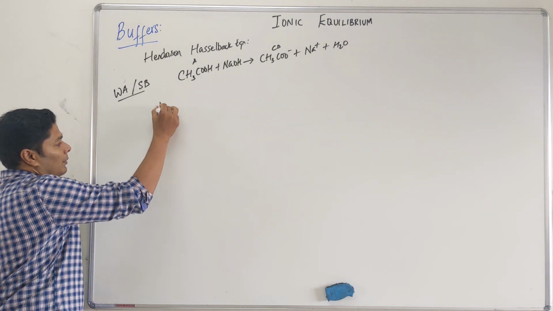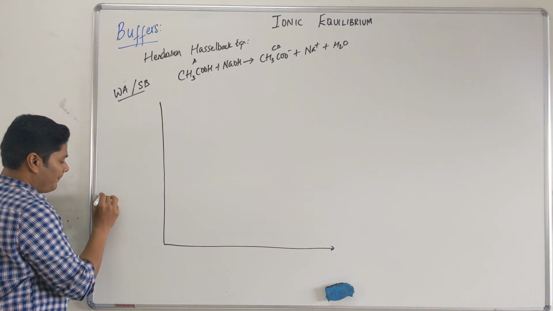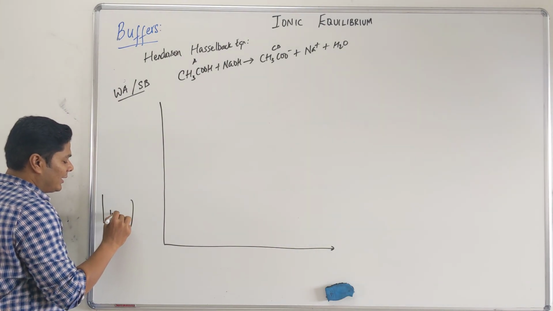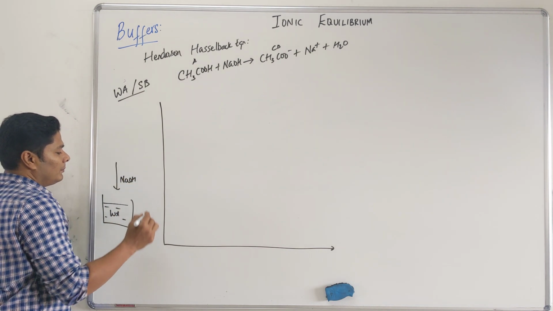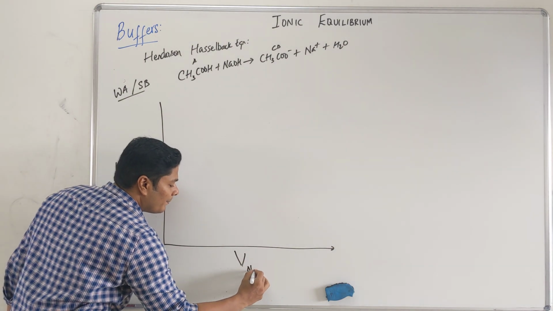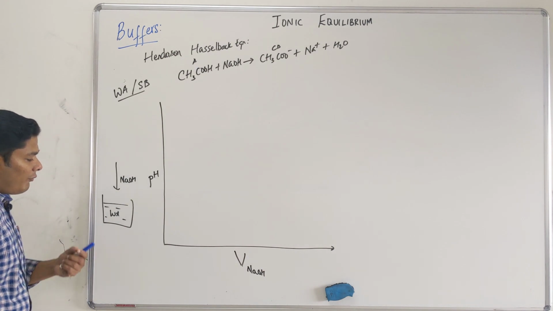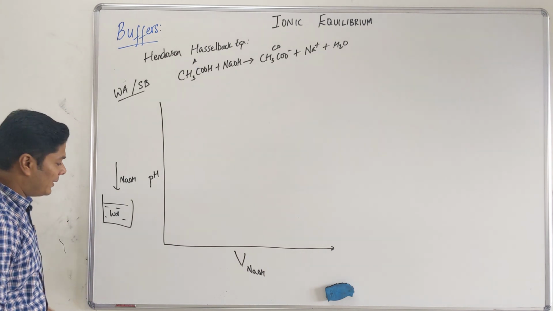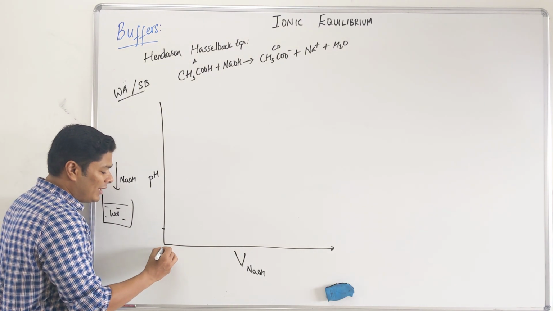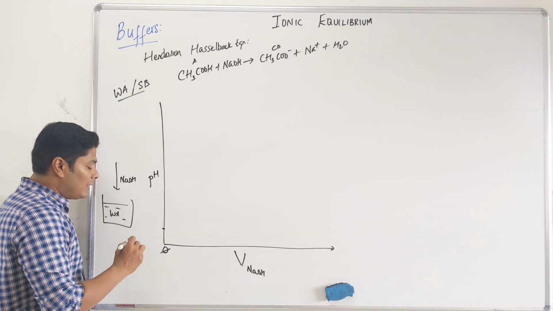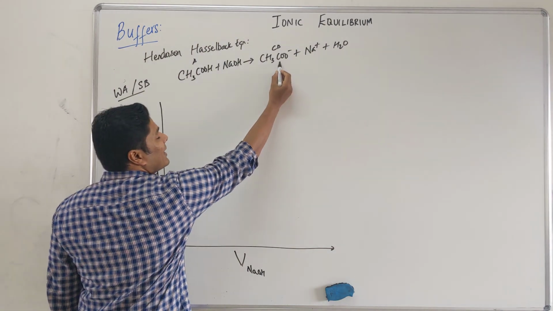Now I have my weak acid in a container. I am going to add my NaOH. So this is going to be volume of NaOH and I am going to plot my pH. Before I add the first drop, it is just weak acid. So somewhere I have my pH when the volume is 0. The moment you add one drop of NaOH, acetate forms.